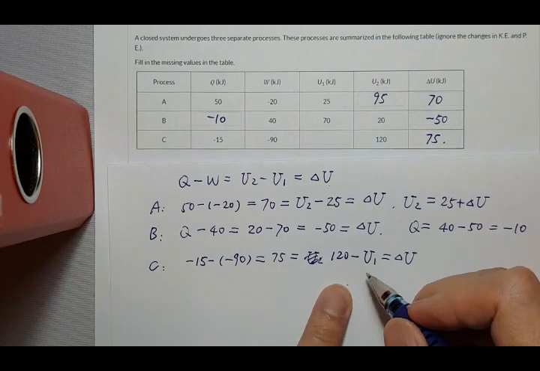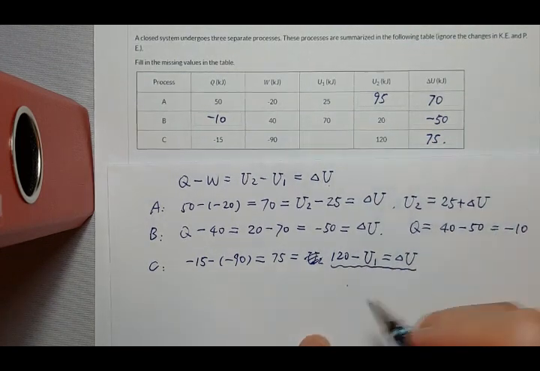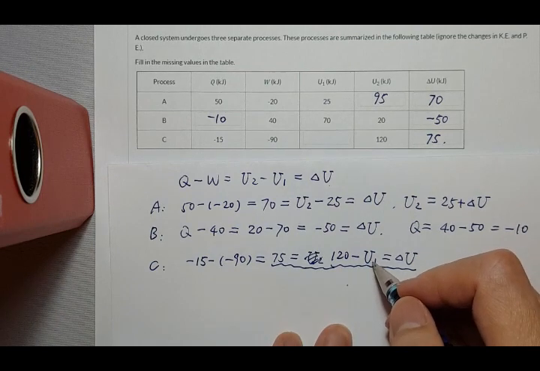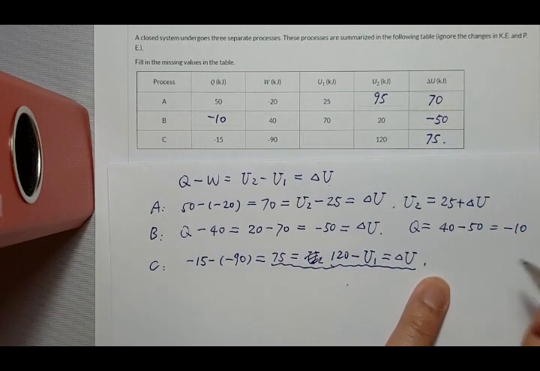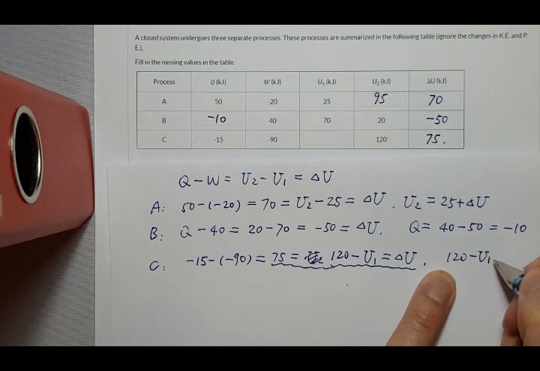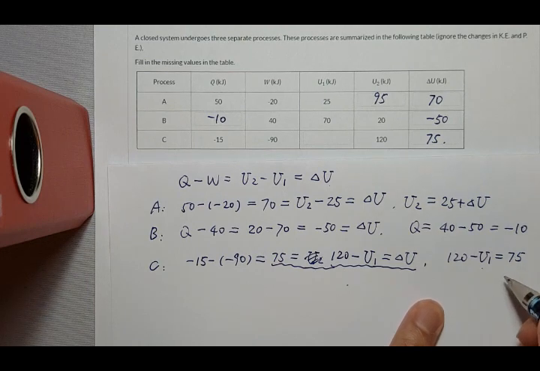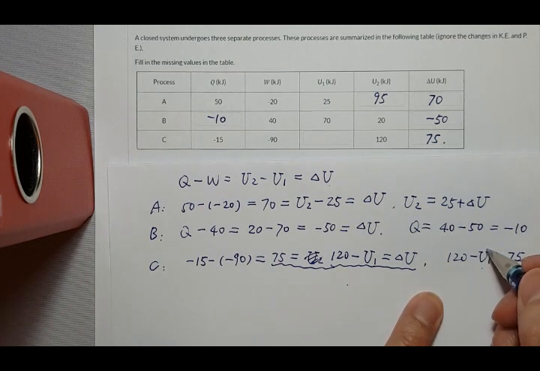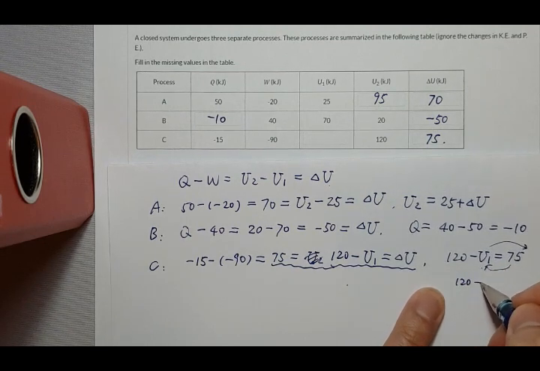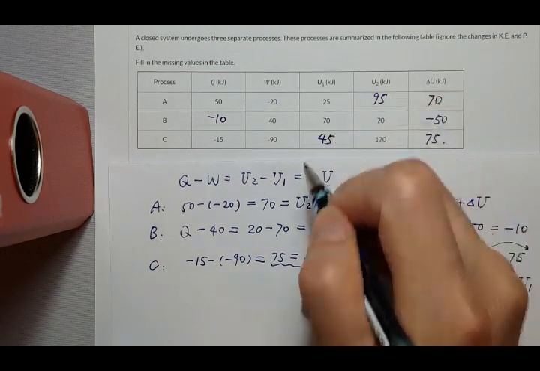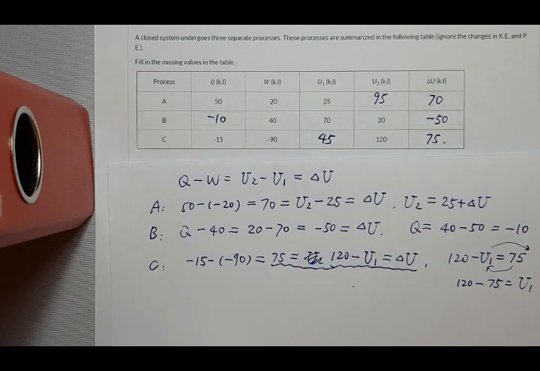Okay, and then I'm just going to use that to calculate U1. So that's 120 subtract U1 is equal to 75. So we need to find out U1, right? So you can move U1 over here, you can move 75 over here. So that's 120 subtract 75. Move over there, you get positive. So this will give you 45. So you put 45 here. So that's it for question 1.